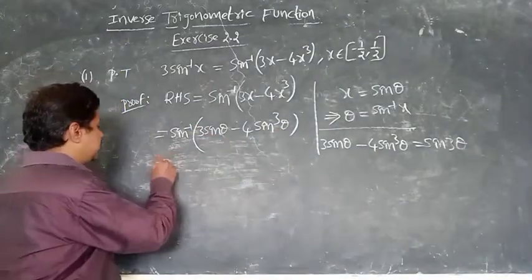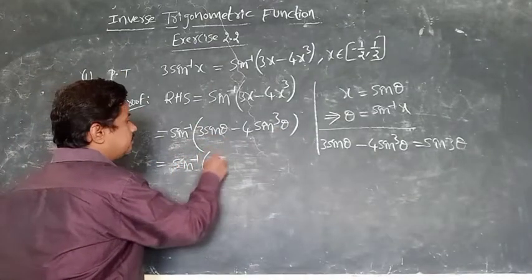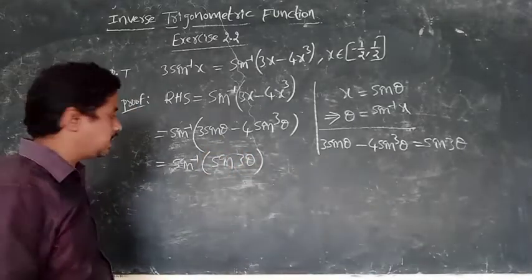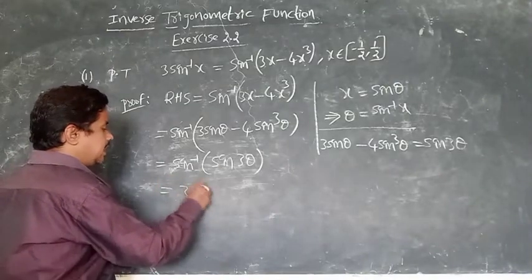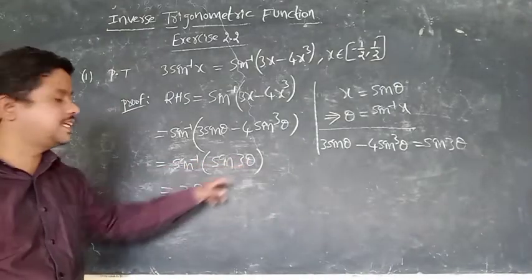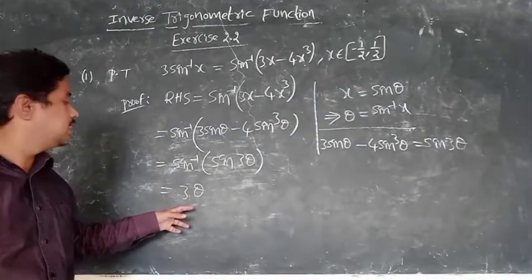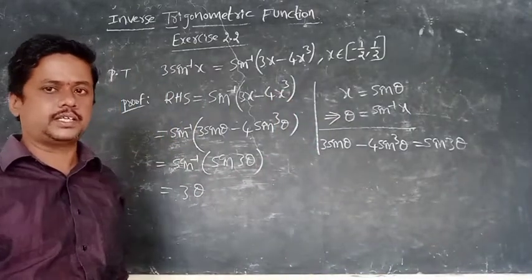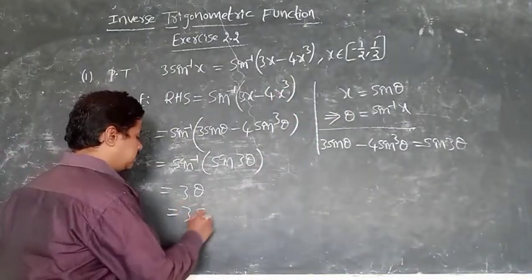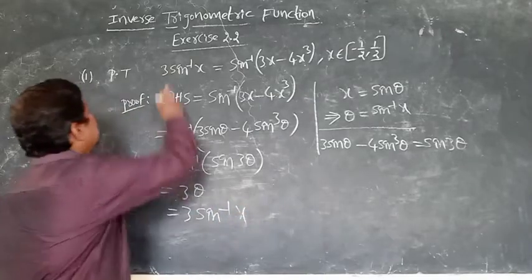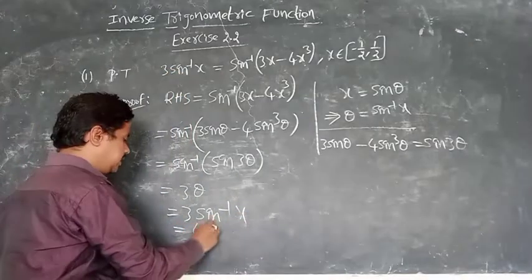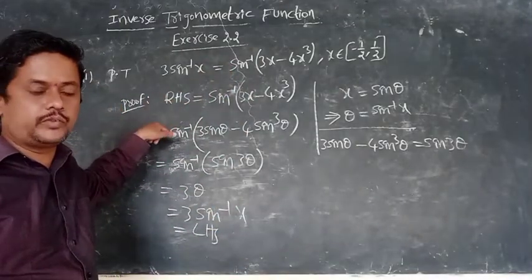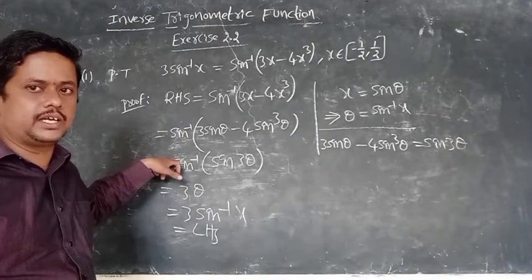Substitute this formula here: sin inverse of sin 3 theta. Sin inverse cancels sin, so it is nothing but 3 theta. What is theta here? Theta is equal to sin inverse x. Therefore 3 into sin inverse x is the LHS. So therefore it is proved. Hence proved. This is one of the important questions, and very easy also.